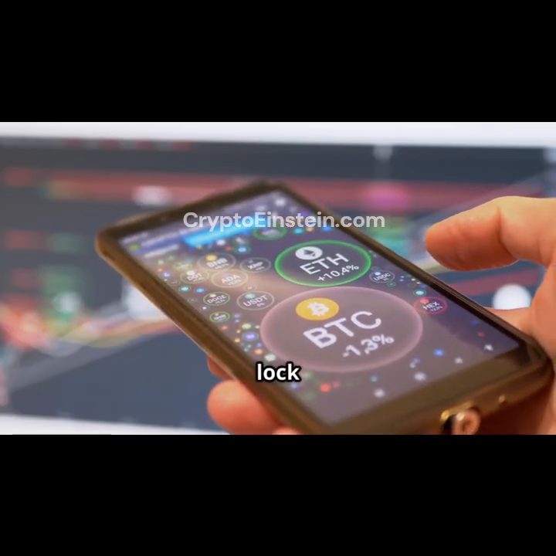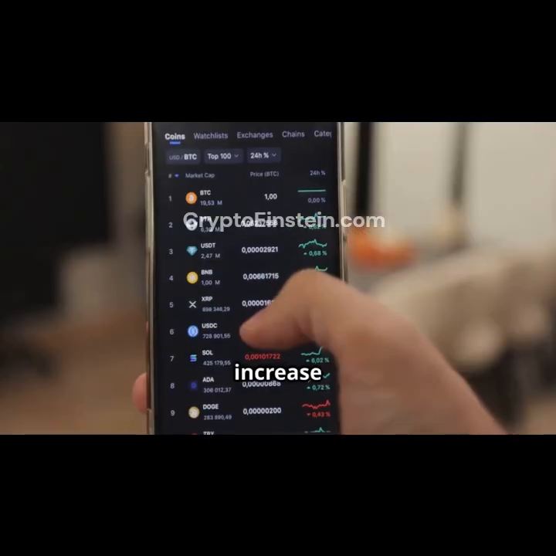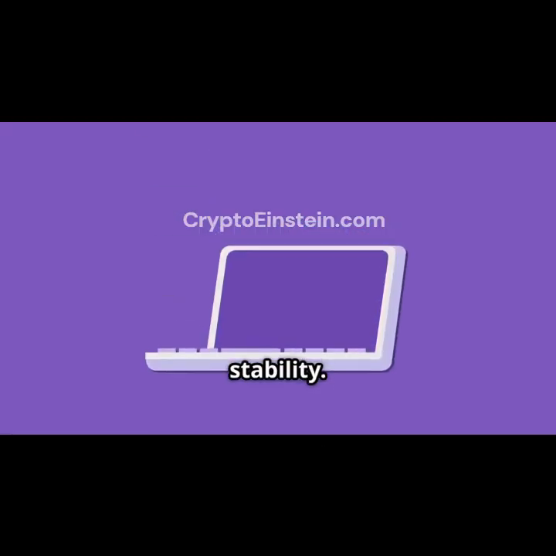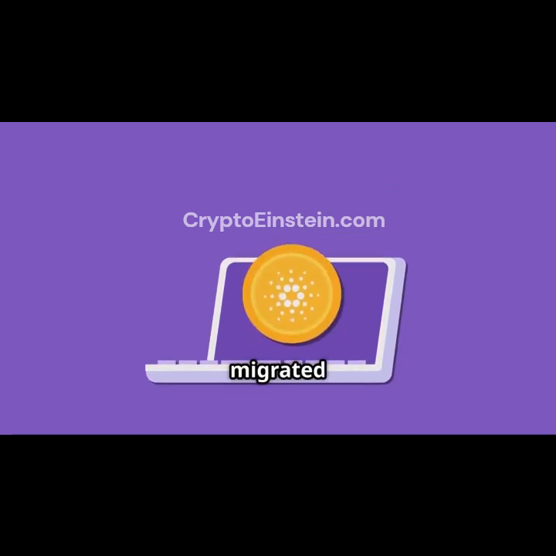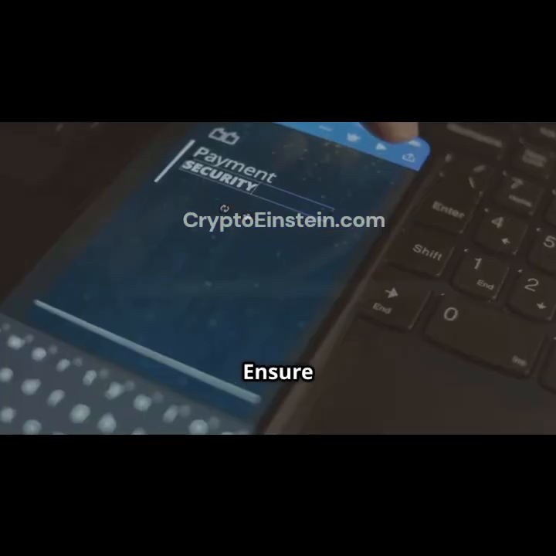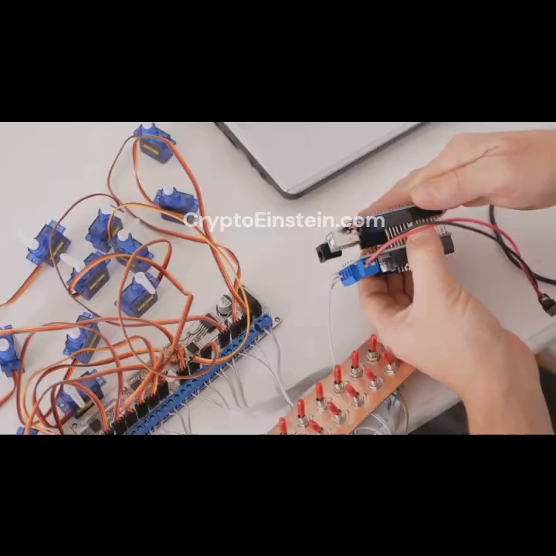You can choose to lock up a portion of your Pi coins to increase your mining rate and support the network's stability. Once KYC is approved, your Pi coins will be migrated to the mainnet wallet. Ensure your wallet is set up and secured.